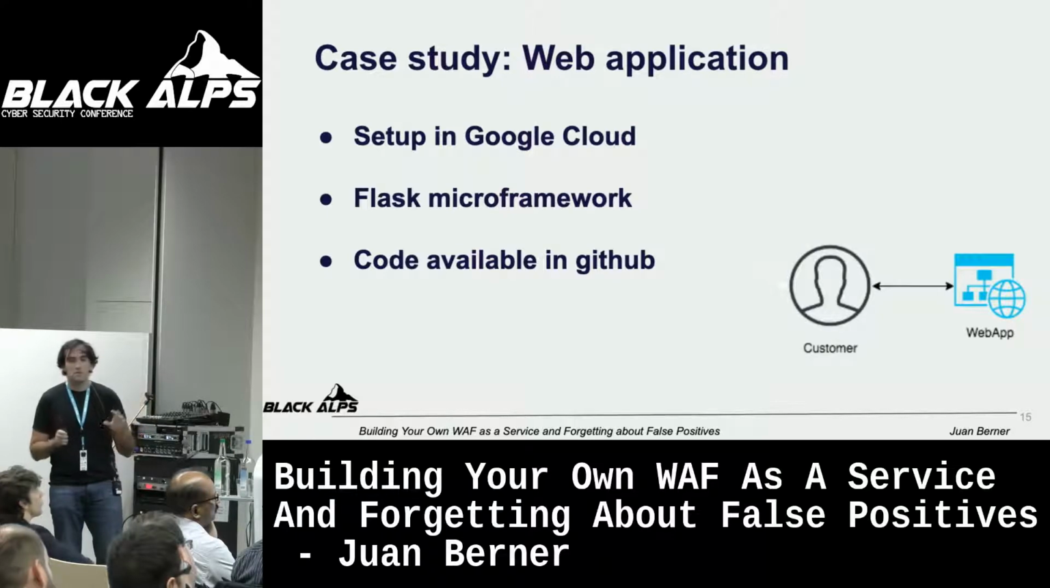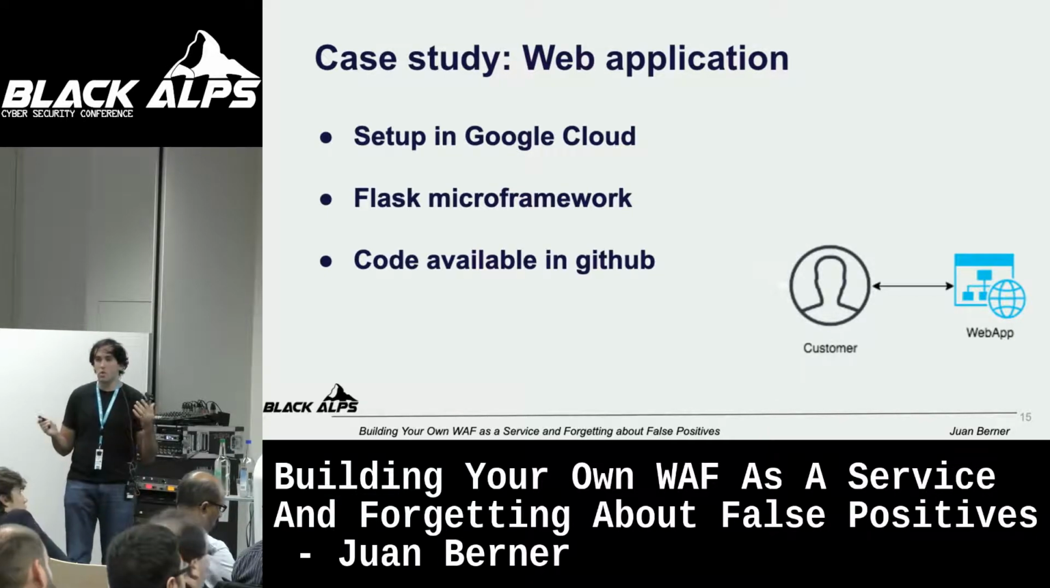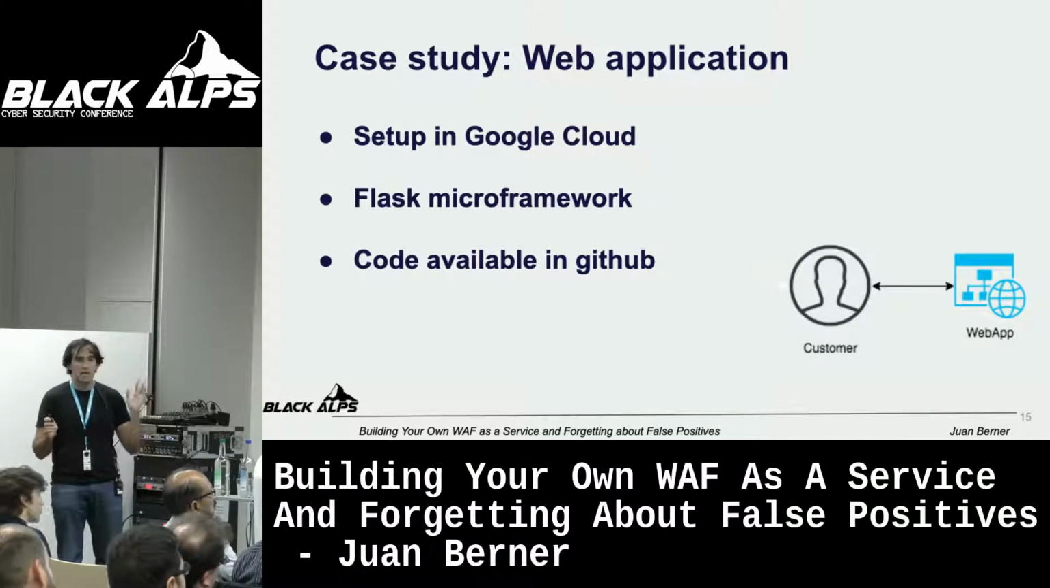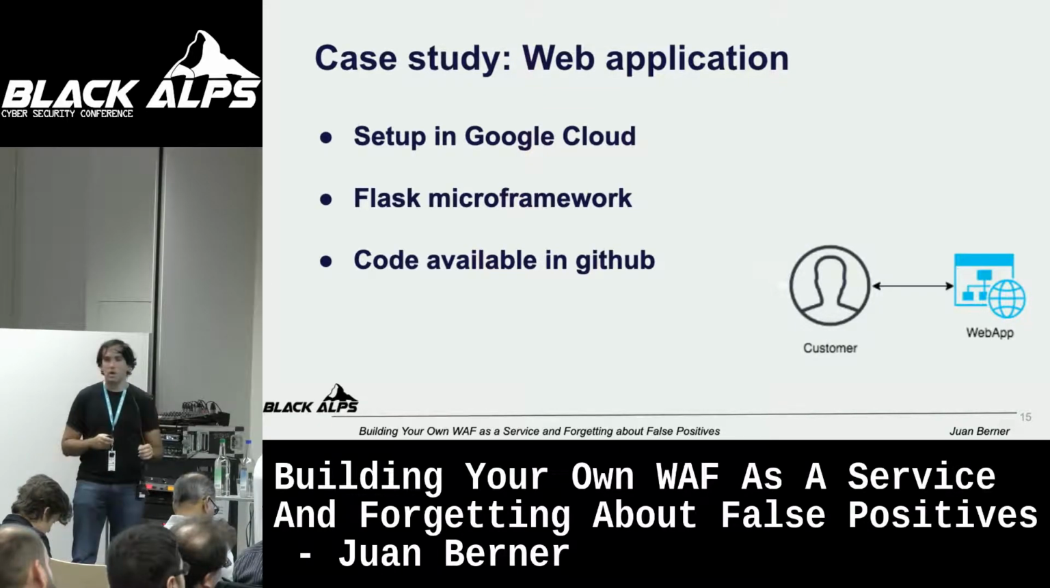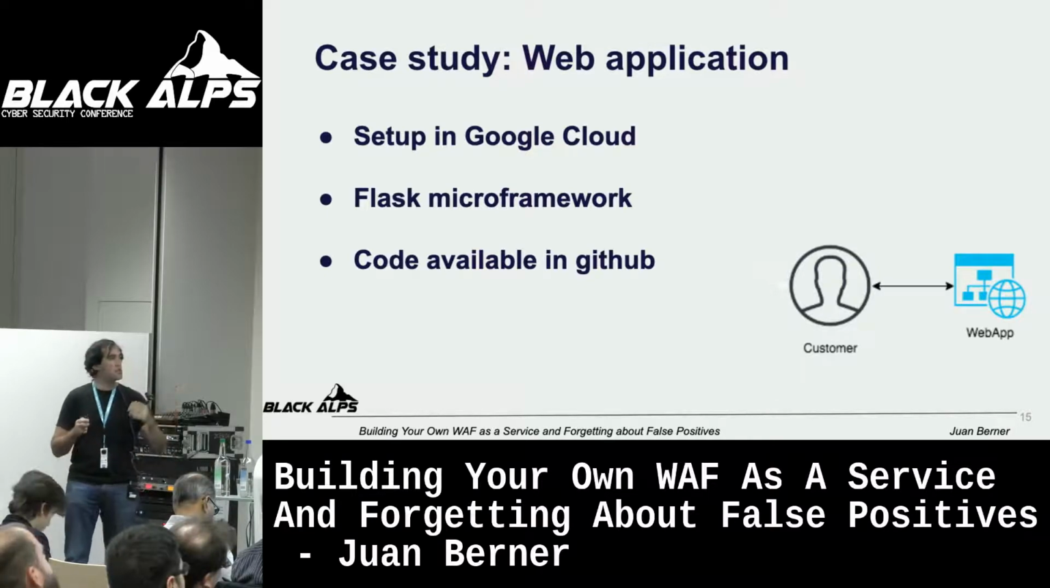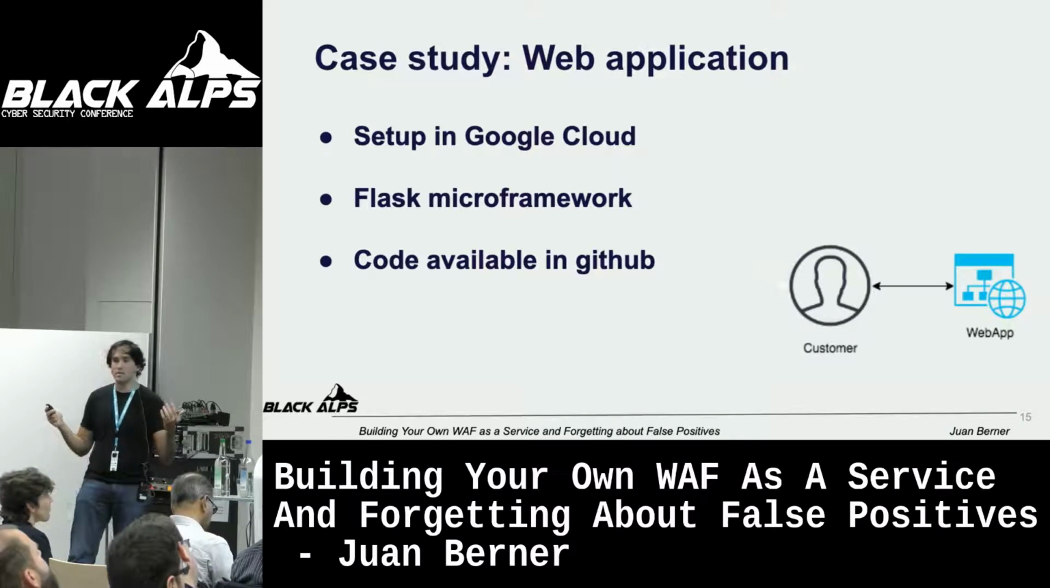So in this case, as I mentioned, I'm using Google Cloud and using Flask as the web application, which we want to protect. And I will share the code afterwards. But basically, we have this web application, we have a customer, and we want to protect against attacks.